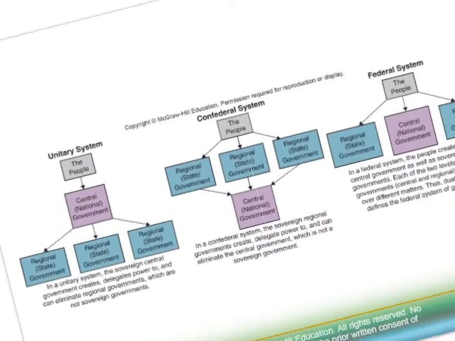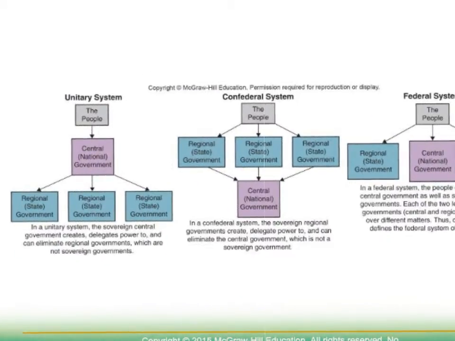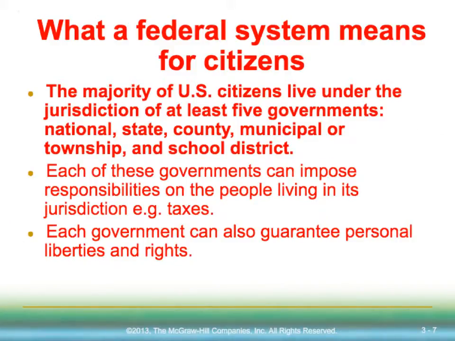Okay, and this is going to be the last slide. What the federal system means for our citizens. The majority of U.S. citizens live under the jurisdiction of at least 5 governments: national, state, county, municipal or township, and school district. Each of these governments can impose responsibilities on the people living in its jurisdiction, i.e., taxes. Each government can also guarantee personal liberties and rights.